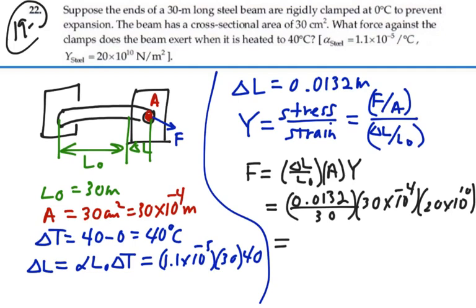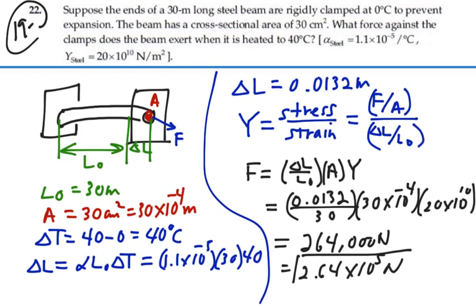I get 264,000 newtons. Or we could say 2.64 times 10 to the 5 newtons. 264,000 newtons, which is a lot of force, which might be enough to bend the beam and cause some major problems. But that's our answer, 264,000 newtons.